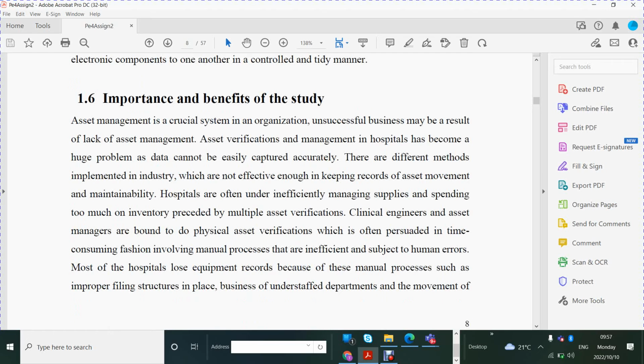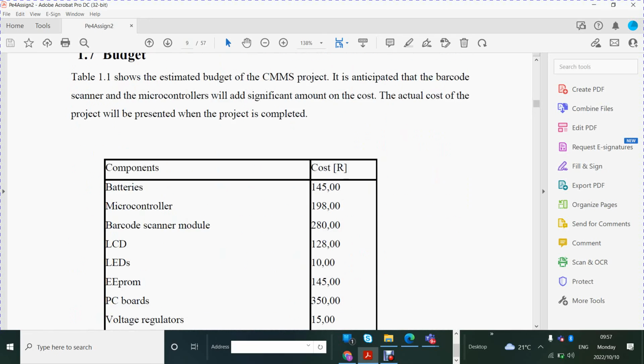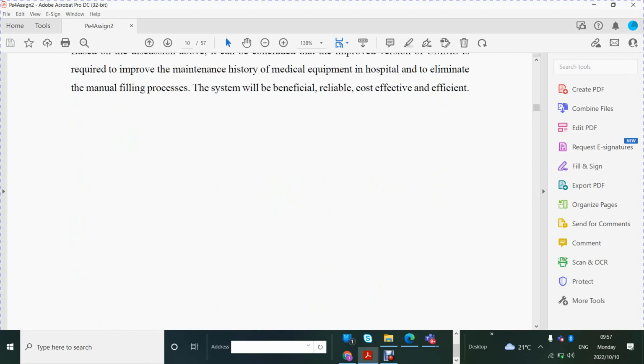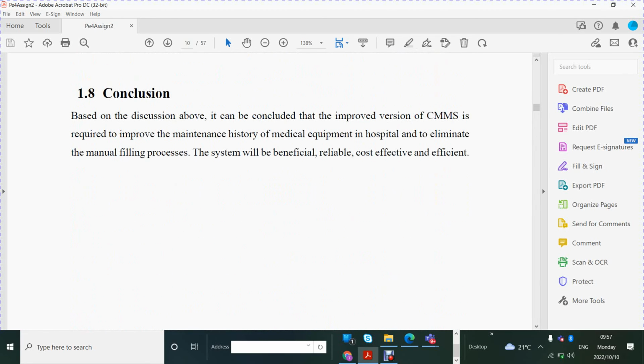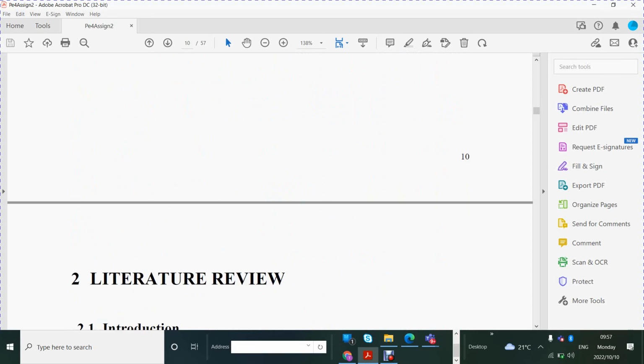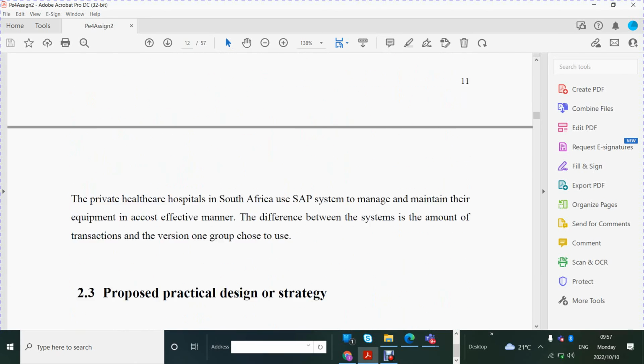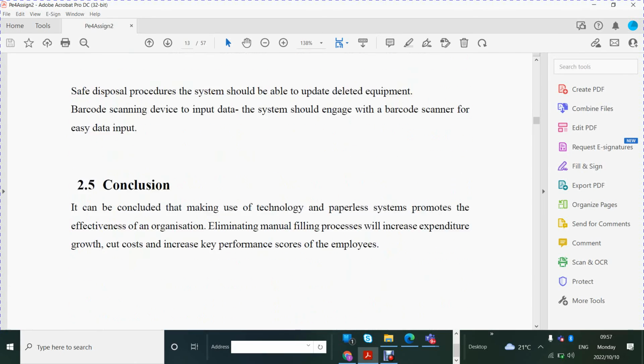Okay, importance and benefits of the study. Let it be clear as well. Then we see your budgets and then your conclusion. So maybe when we meet again, we will look at your literature study and see if it's enough.